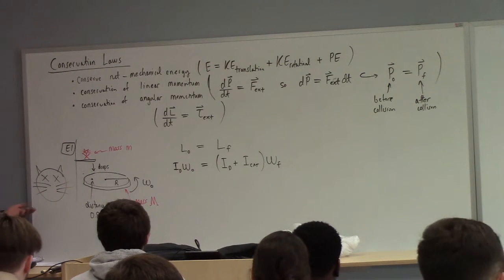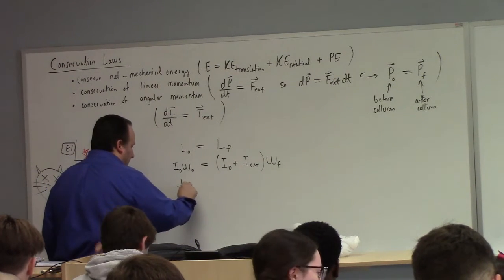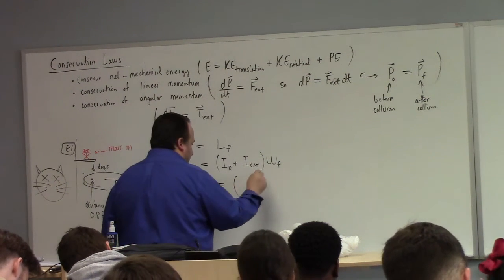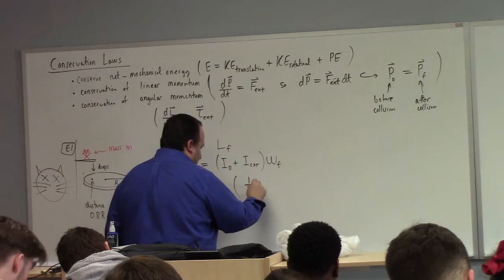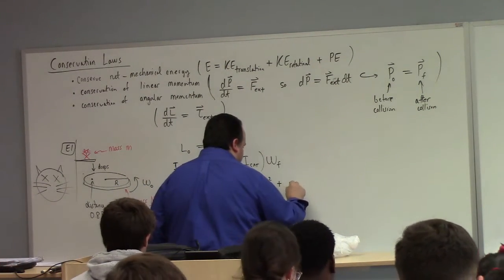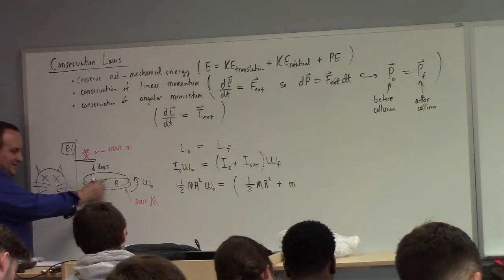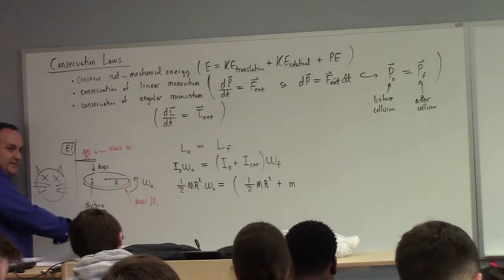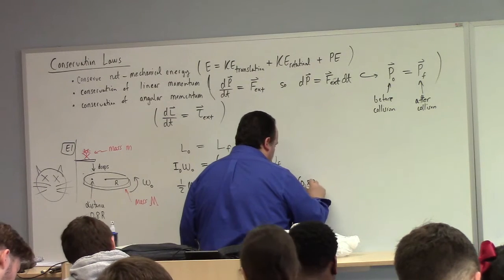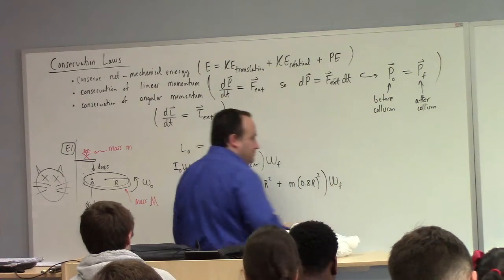So the moment of inertia for a disk is what? 1/2 m r squared, right? And the moment of inertia for the cat-disk system is the moment of inertia for the disk, 1/2 M r squared, plus the mass of the cat, little m, times the radius, and all of the mass of the cat is that same distance, 0.8 r from the center, right? So I do 0.8 r squared. And that gives me the moment of inertia for the final system.